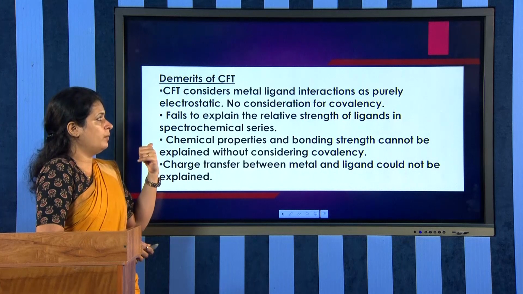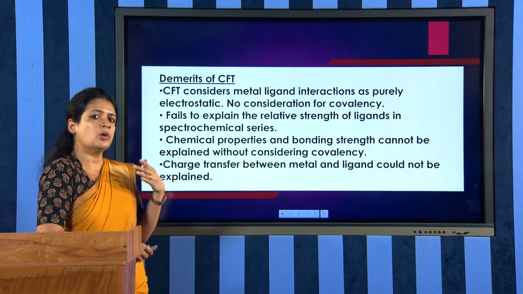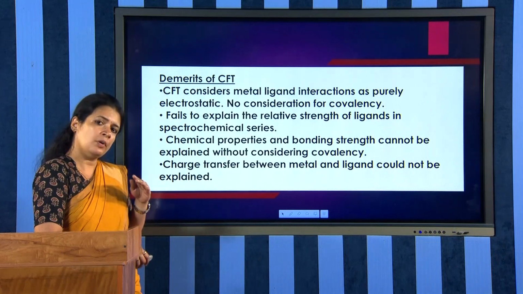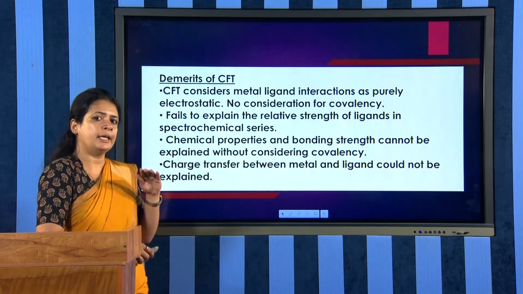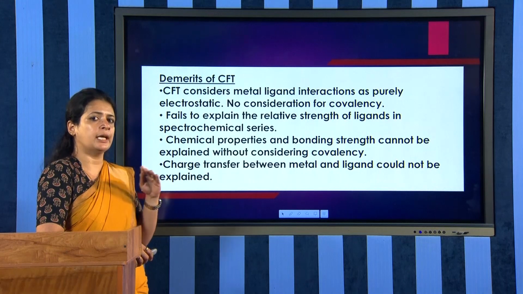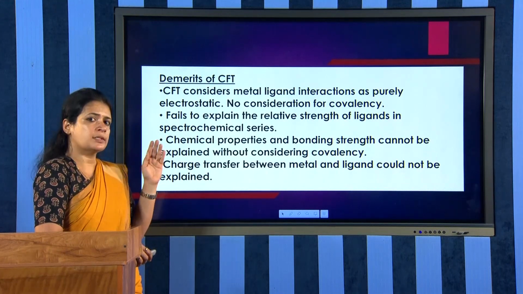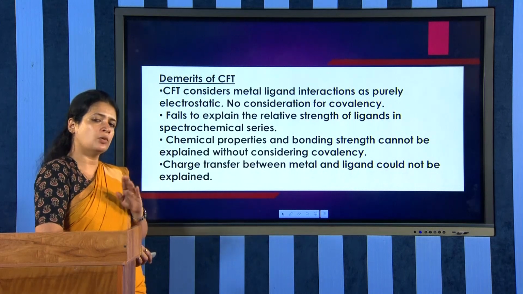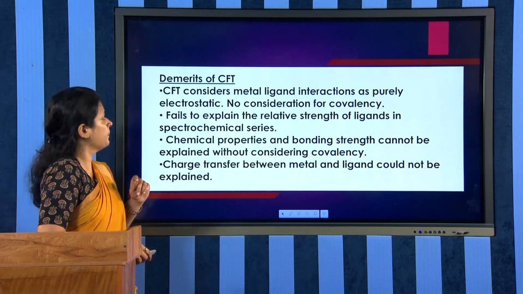But the problem is that it doesn't give any importance to covalency. It was found that some kind of covalent character is there in the metal ligand bond. So, according to crystal field theory, no consideration was given to the covalent character or covalency. That was the first demerit.